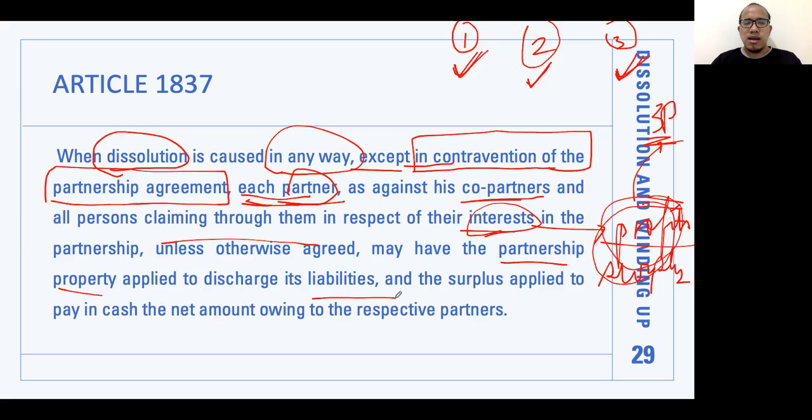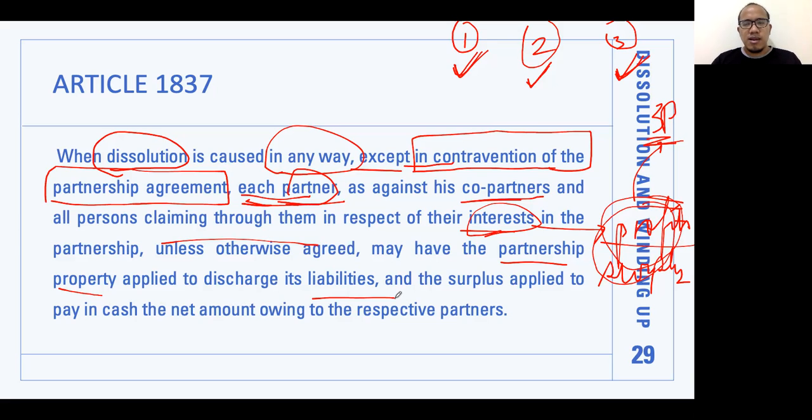So hindi siya magko-cross. Ibig sabihin, wag mong iisipin na tama na yung mga creditors ng partnership ang merong priority doon sa personal assets ng isang partner, especially kung meron siyang sarili niyang liabilities. Diba? Hindi pwedeng ganun.